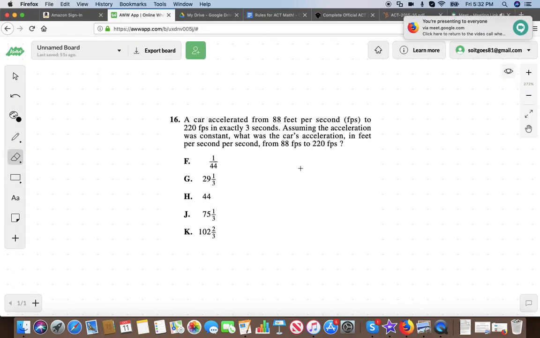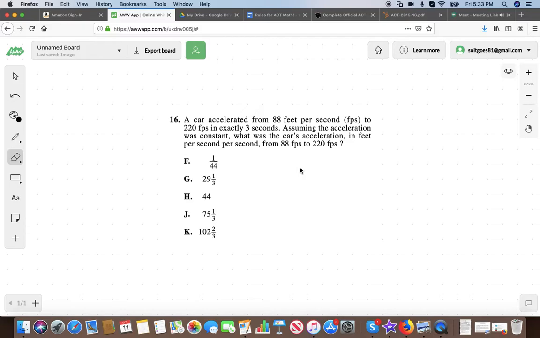Go ahead and read question number 16 for me, please. A car accelerated from 88 feet per second to 220 feet per second in exactly 3 seconds. Assuming the acceleration is constant, what was the car's acceleration in feet per second squared? A lot of numbers going on here. This does not look super easy. It's not obvious what to do.